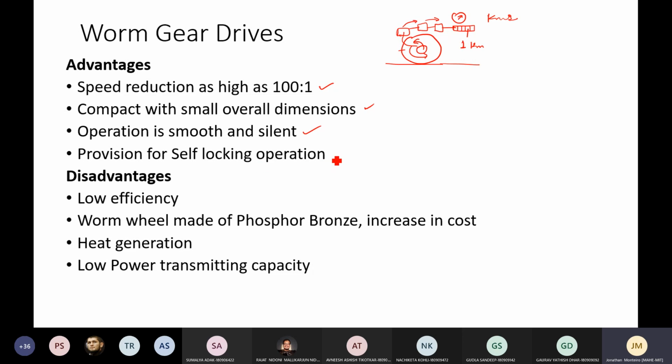Next, provision for self-locking operation. Self-locking. You might have come across this term when you studied power screws in your MD1. So what happens in self-locking? Can anyone recollect? What do you mean by self-locking? Sir, it can rotate in only one direction. Yes, good. So it can rotate in only one direction.